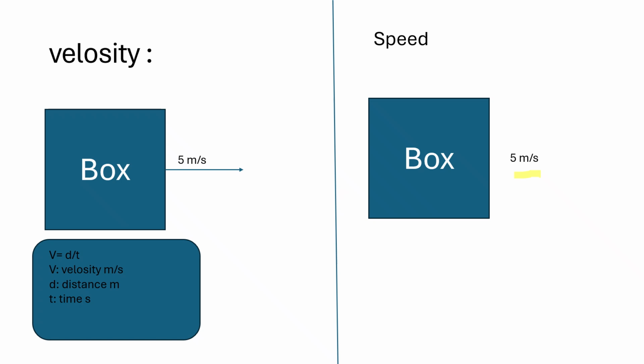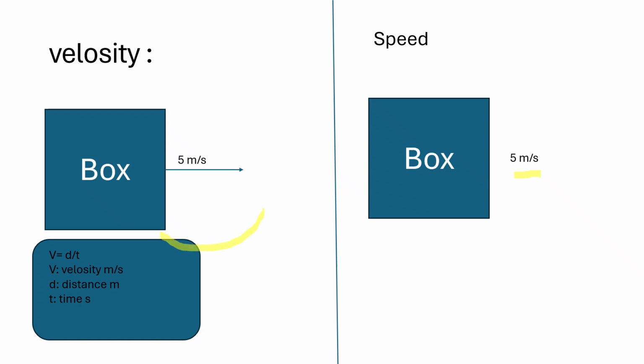We can calculate distance if we have velocity and time, and we can calculate time if we have velocity. What does this mean? This means velocity equals change in position, let's say d, over time. So for example, it's here, then it's going to change to be here.